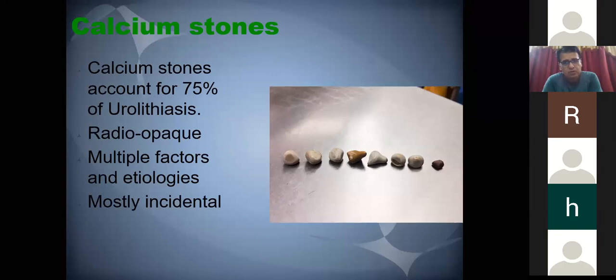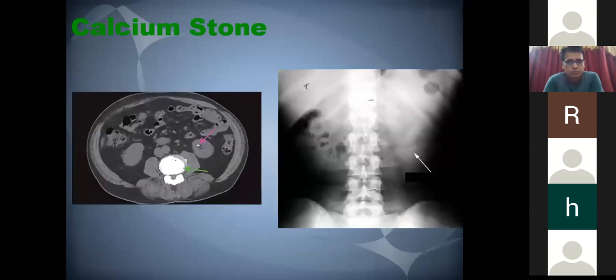The bulk of the stones are calcium stones. They comprise 75% of the stones seen, and these are the most radio-opaque stones seen. There are multiple risk factors or etiological factors that you cannot go through one by one, but the most common one is poor hydration, which leads to stone formation.